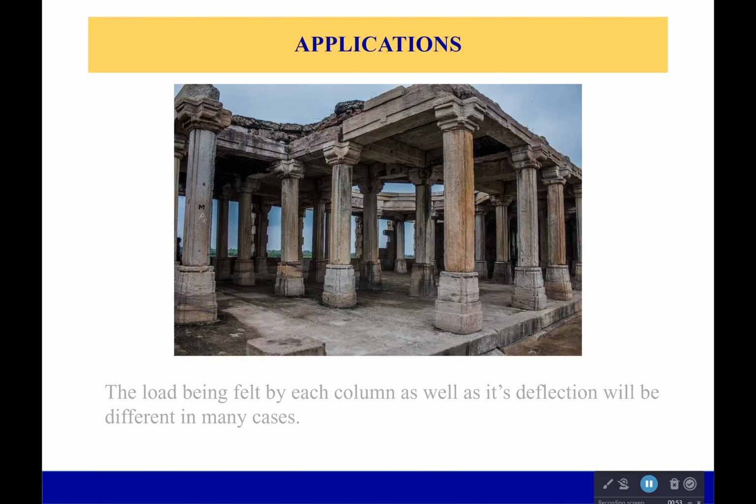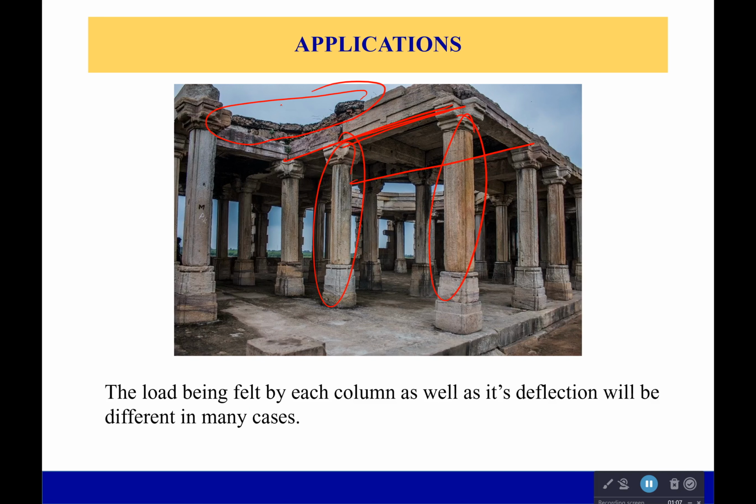So first off, let's talk about application. Now, Greeks were amazing. I'm not sure if these are actually Grecian columns, but they made these amazing structures. They're held up by these beautiful columns. Now, these structures are not perfectly uniform, especially these days. And so because of that, each of these columns has a different load, and its deflection is going to be different.